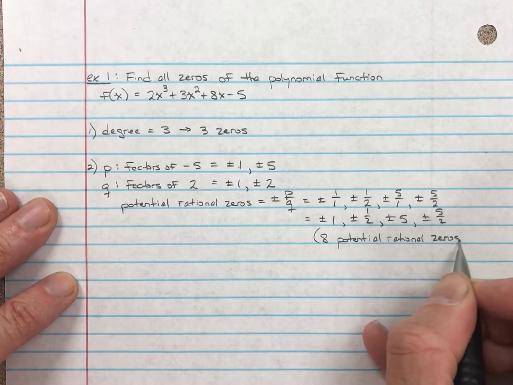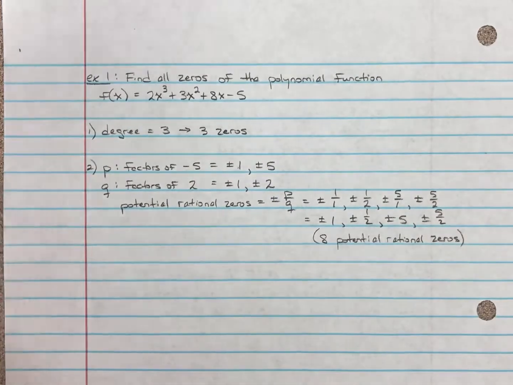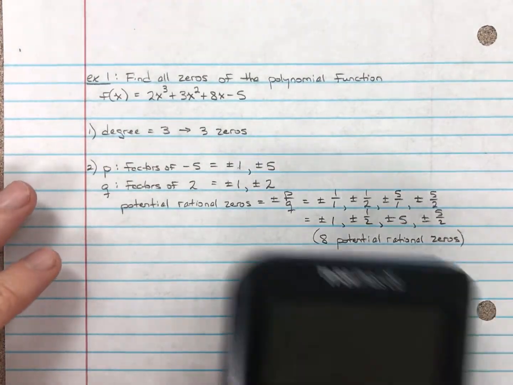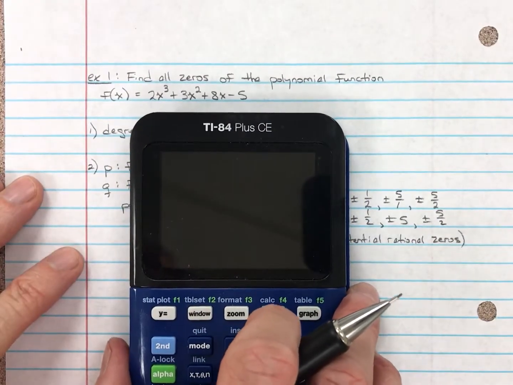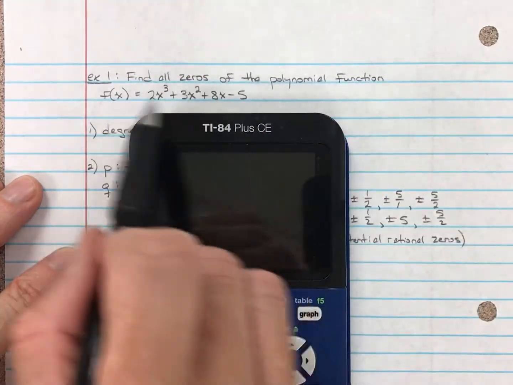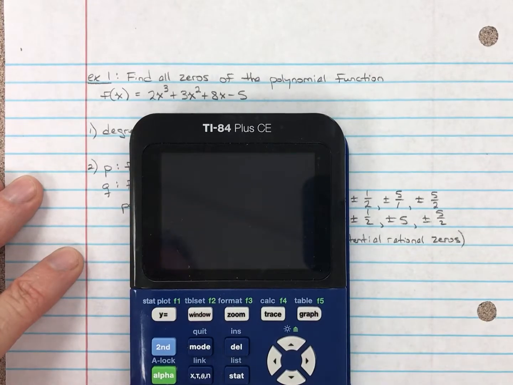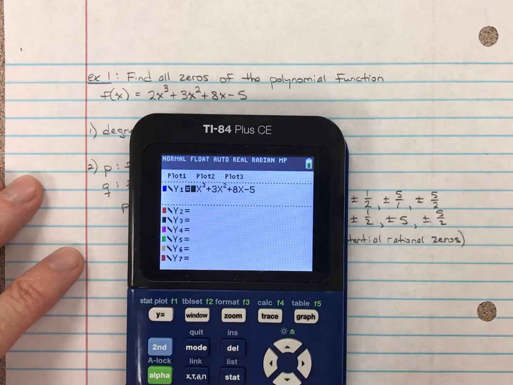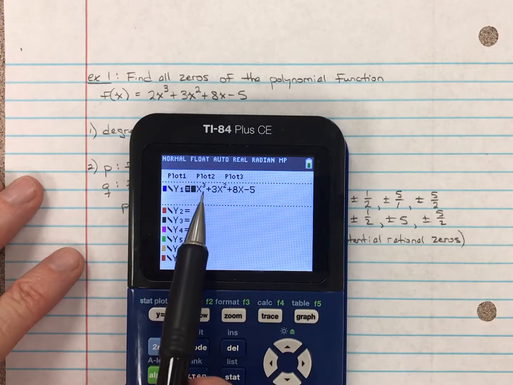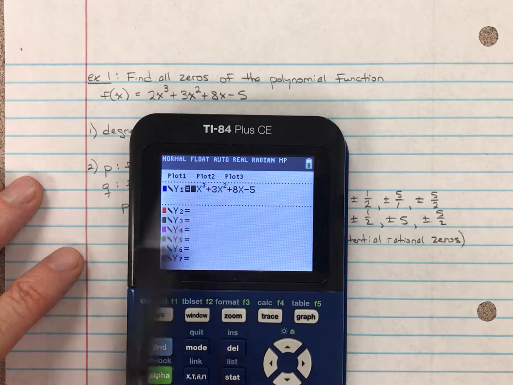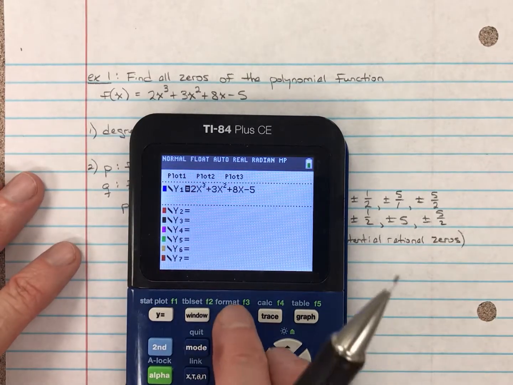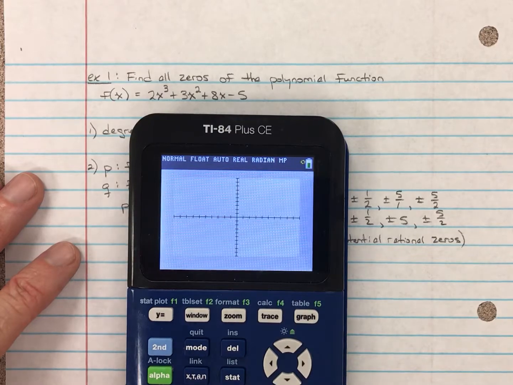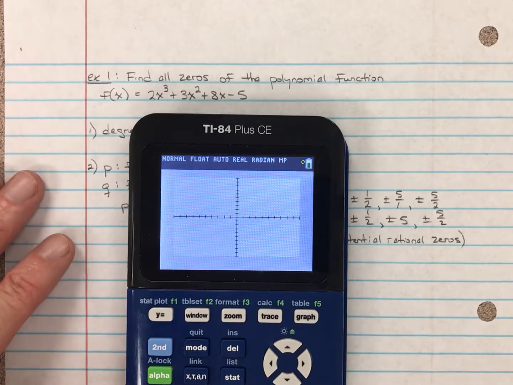Okay, so let's take a look at our graph and see if there are any of these that we can come up with that we can test. So I'm going to come into my graph here. I want to graph this function right above my calculator. I think I've already entered it. Let's go to y equals. Sure enough, 2x cubed plus 3x squared plus 8x minus 5 is the function. I'll go to my standard window to start. And here it is.